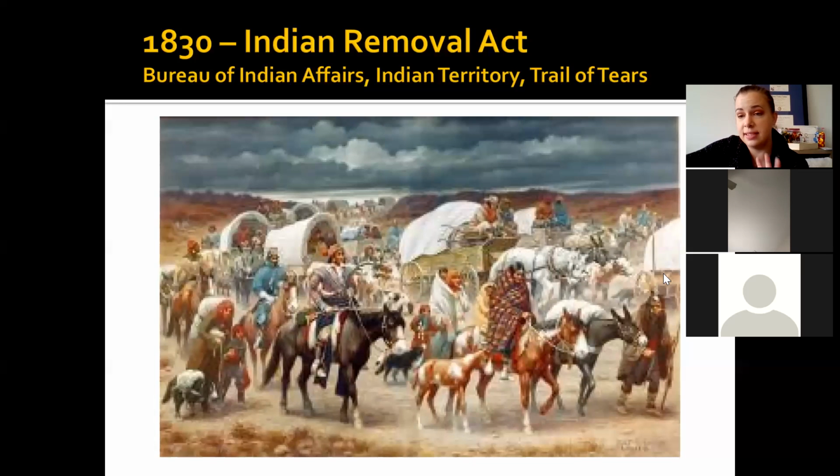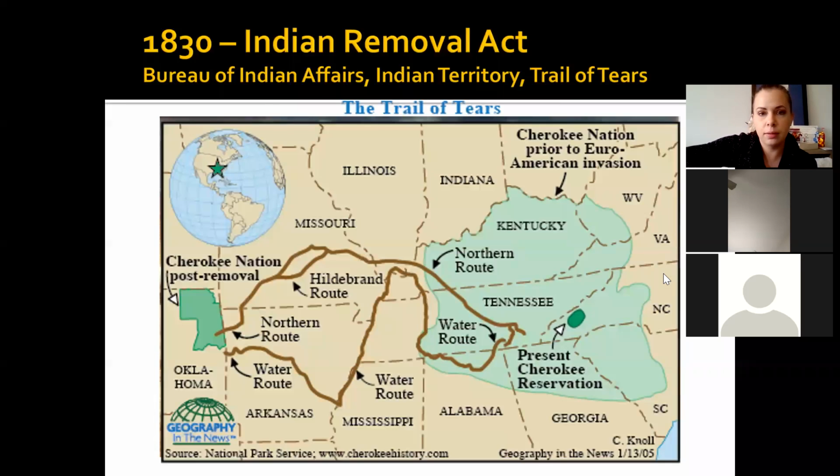It's defined by sickness, disease, starvation, malnutrition, and dehydration, as well as just general exhaustion. It is a very, very long journey that they are not adequately prepared for, and thousands die on their forced transportation from the southern states to this new Indian Territory. And this is what the Trail of Tears is, this brown line right here.